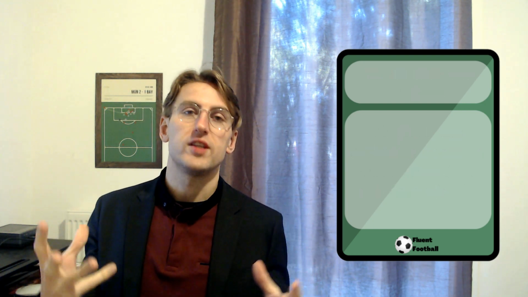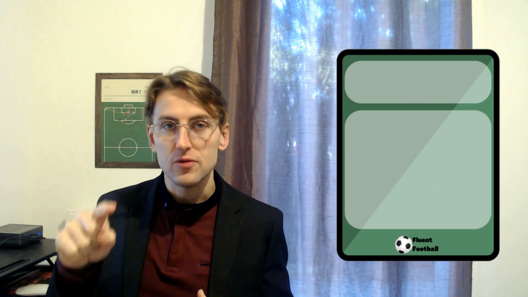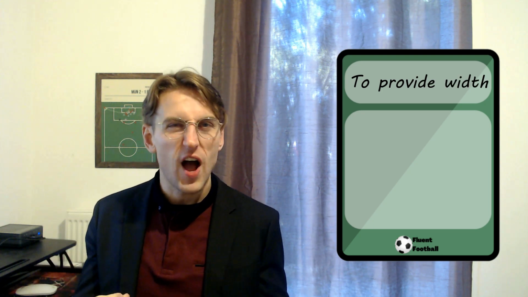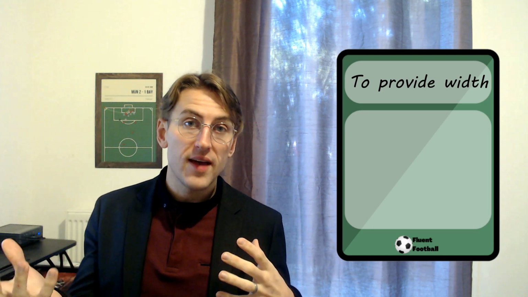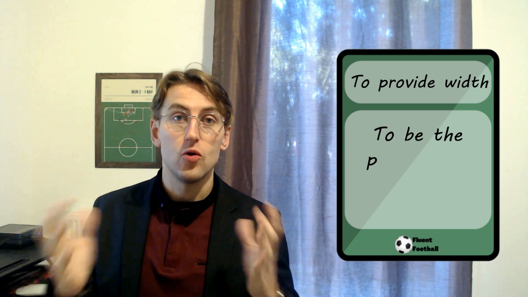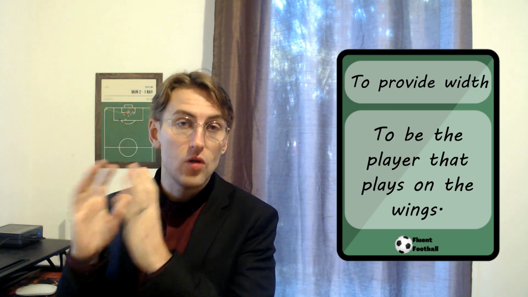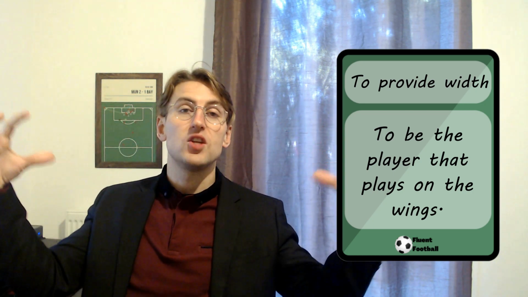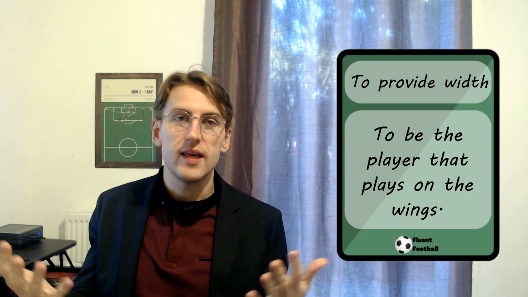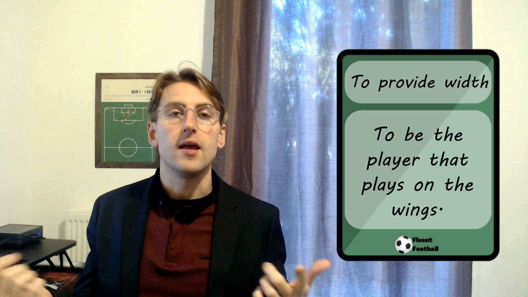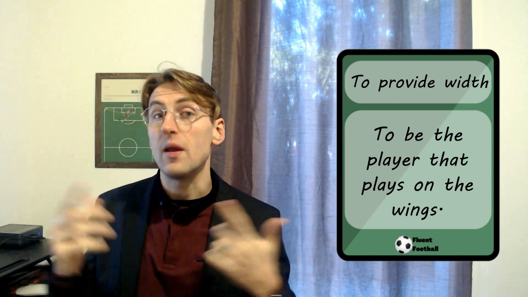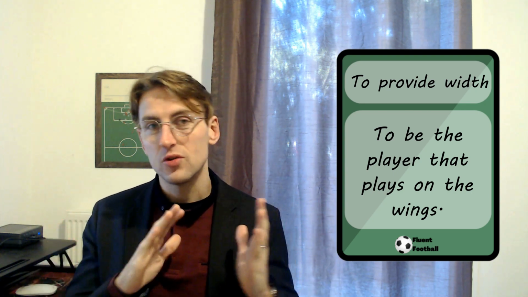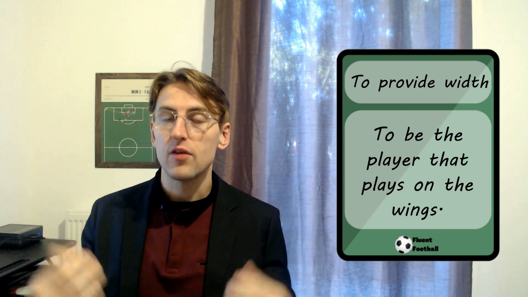If you want to stretch the defense, you need players to do this one, number 6, to provide width. If you provide width, it means you are the player who plays in the wide areas on the wings and creates this idea of stretching the defense. So usually it's the role of the wingers, and more commonly these days the wing backs. Example sentence, Wan-Bissaka dribbles to the wing to provide width for the attack.